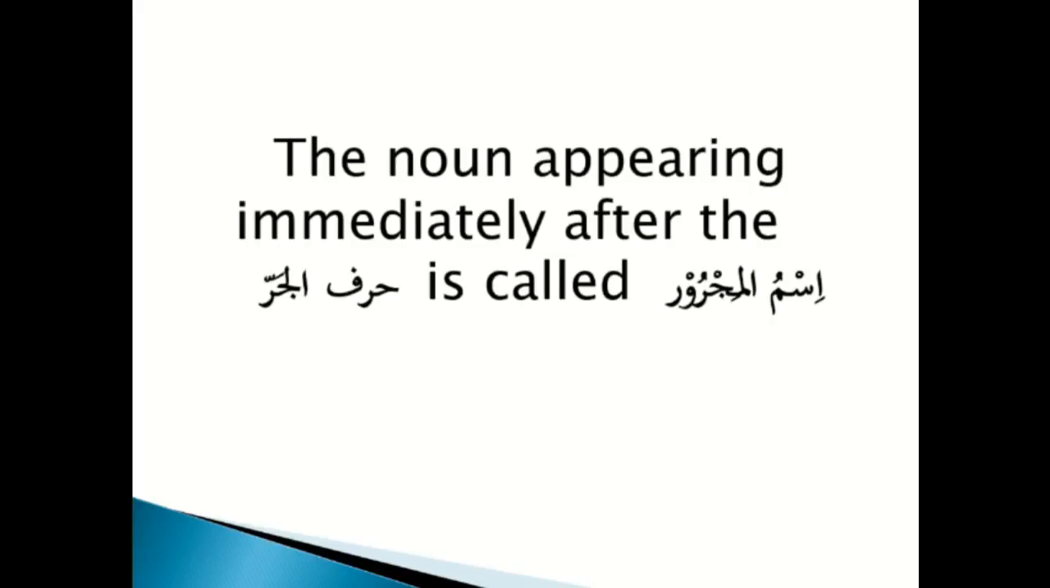Okay, so the noun appearing immediately after the harful jar or huruful jar is called the ismul majroor. So you have a harf, a particle, that's called harful jar, the particle that places the word after that into halatul jar, and the word that comes after the harf of jar is the ism, the noun, ismul majroor, that is now in majroor.